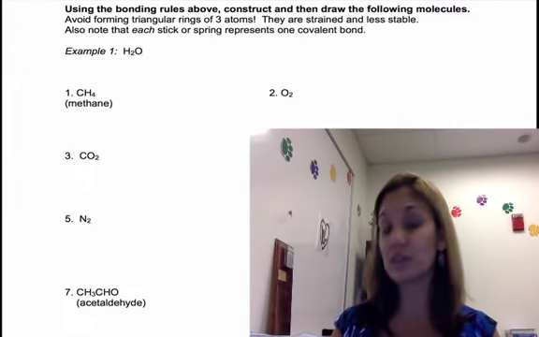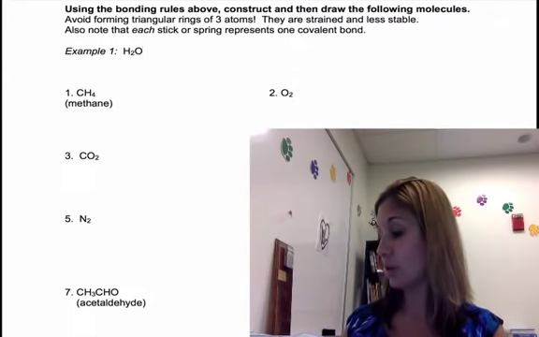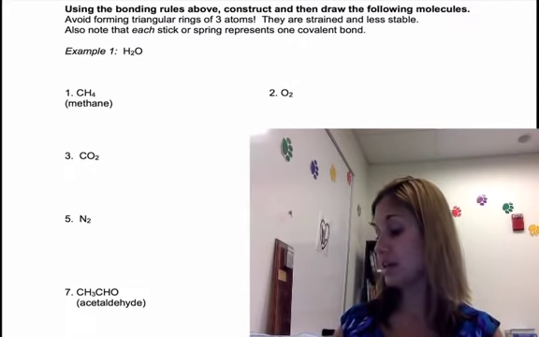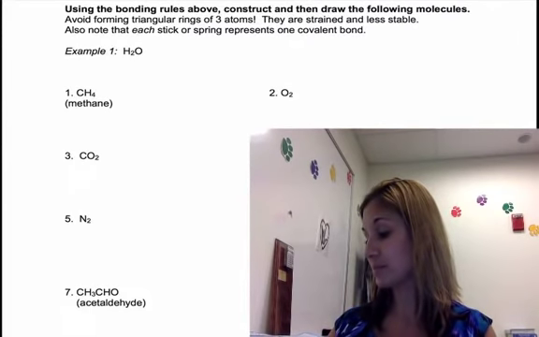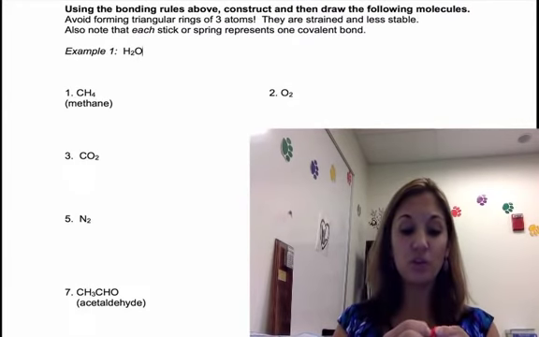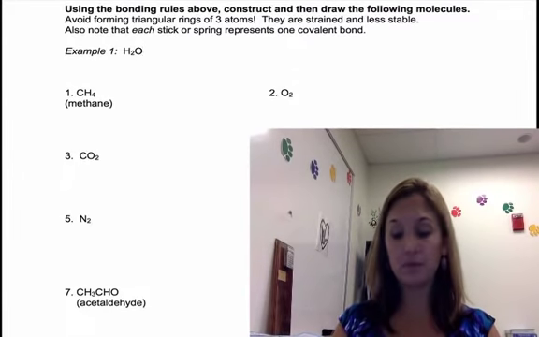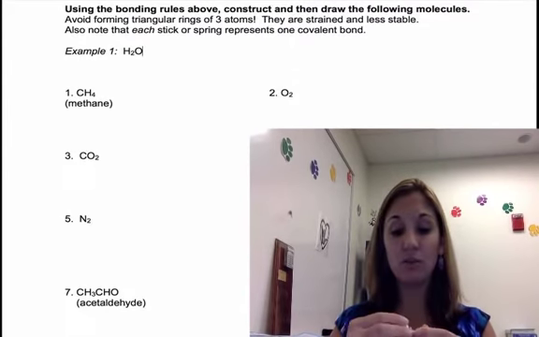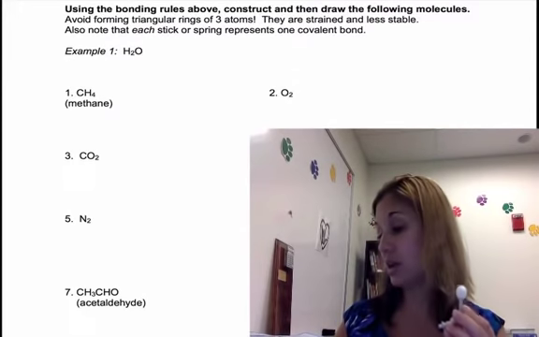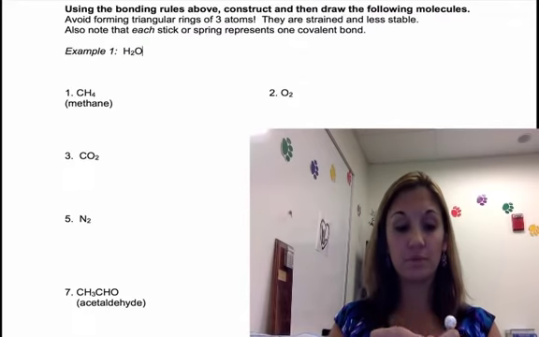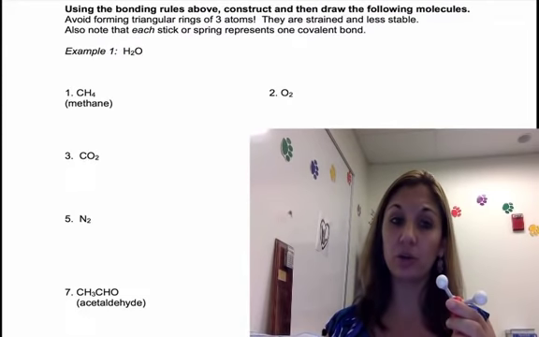Let's take water for example. In water, I have my oxygen. I need to now combine it with 2 hydrogens. In order to do so, I'm going to use one of these gray bonds here and a gray bond here and combine with my 2 hydrogens here and here. So now I've made my water molecule.